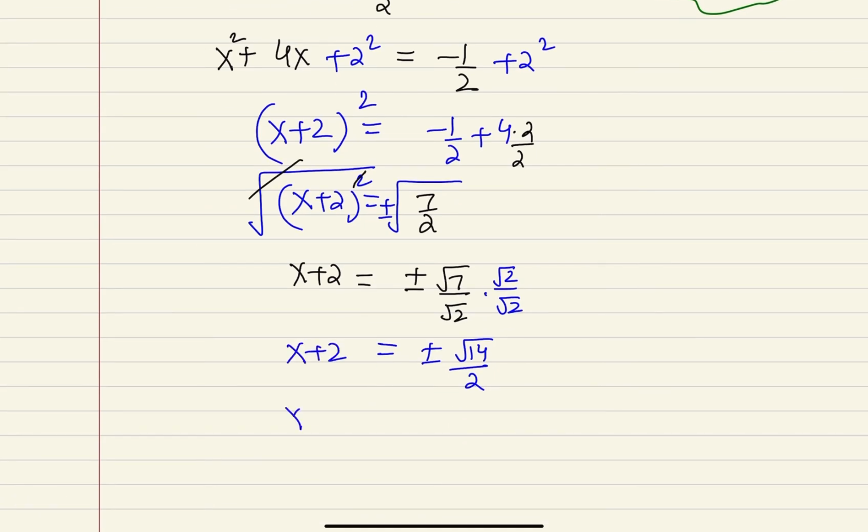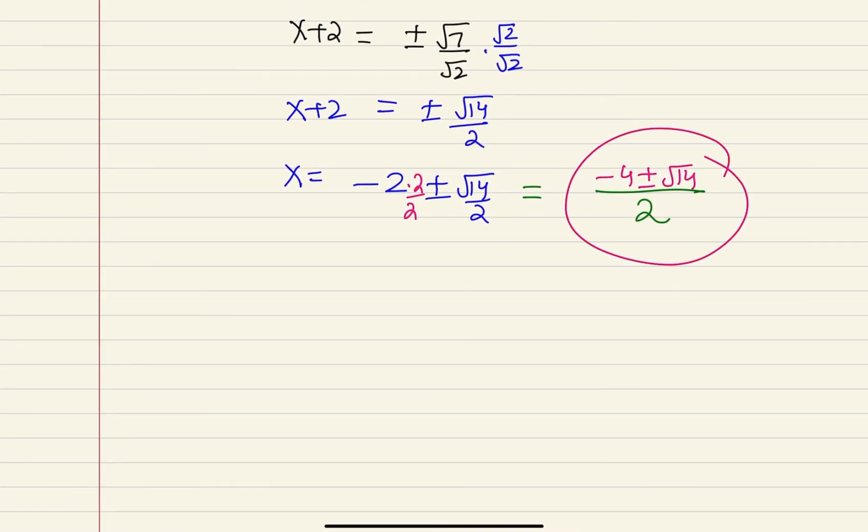Lastly, I need to get x by itself, so I'm going to subtract 2 from both sides. Now, this doesn't look like a cleaner way of writing my answer. I'm going to get it as a single fraction, so we'll have to multiply the first fraction, numerator and denominator, with the 2. Turns out to be negative 4 plus minus square root of 14 divided by 2. There's our two solutions.